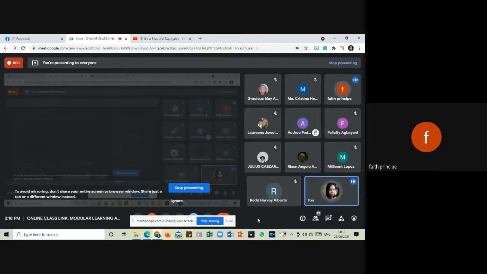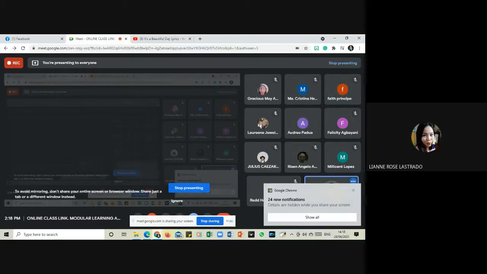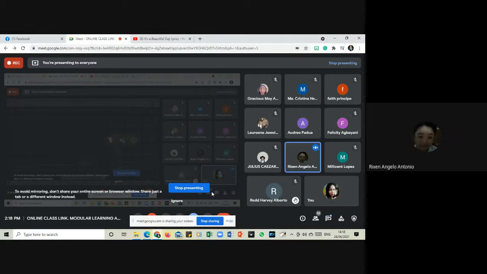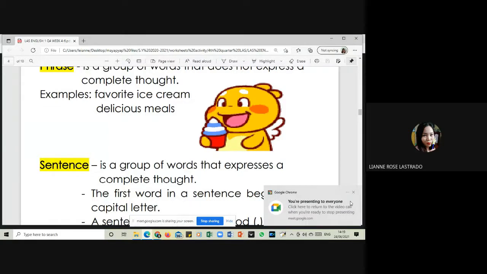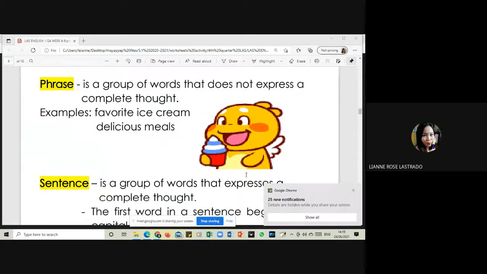I love to swim. Phrase muna anak. Later na yung sentence. Audrey. I love to swim. Phrase first. Phrase, not sentence. He swims. Swim? Is it swim or just the word swim? Okay, that's correct, Audrey. How about others?